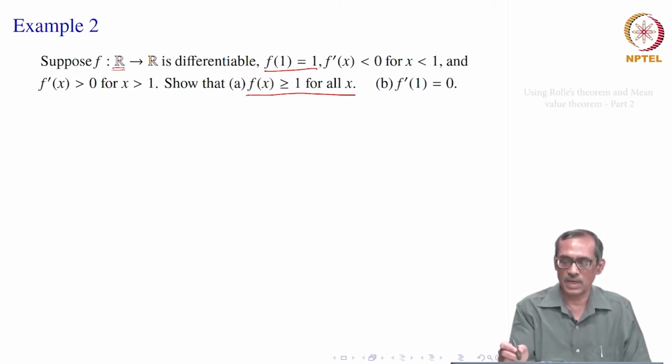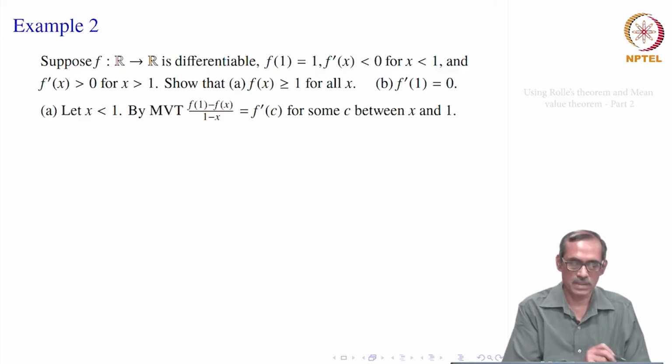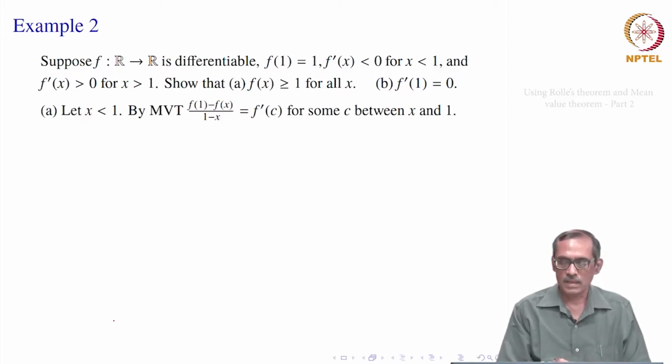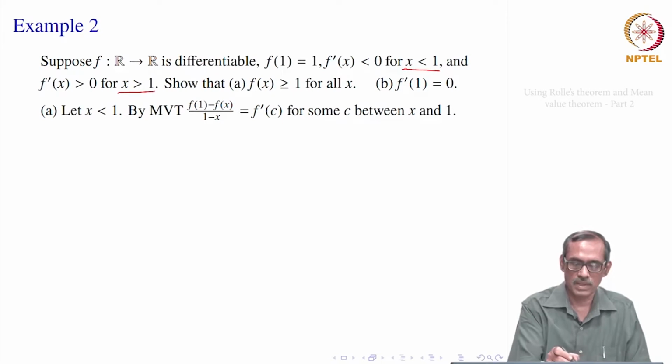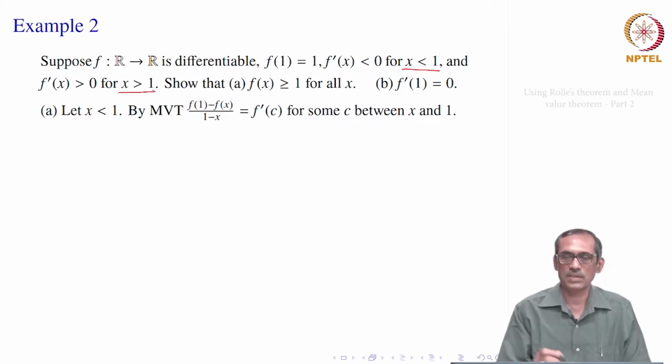Now, f prime exists at 1 because f is differentiable, and we have to show that f prime 1 is equal to 0. Okay, so let us try the first one. The information on f prime is given for all points to the left of 1 and again for all points to the right of 1. So, let us consider two different cases.